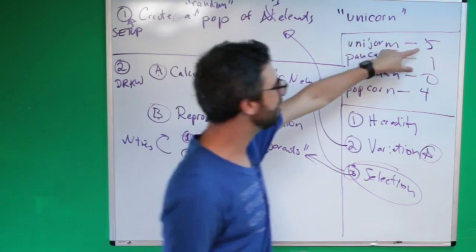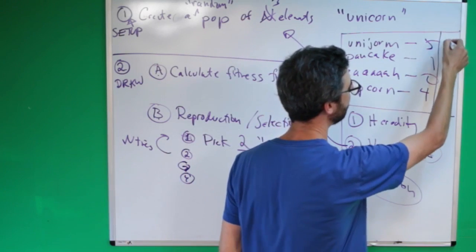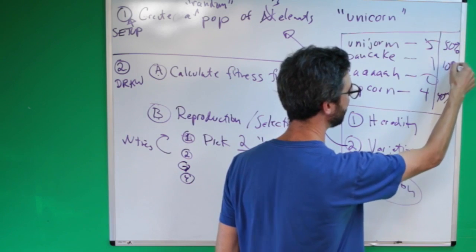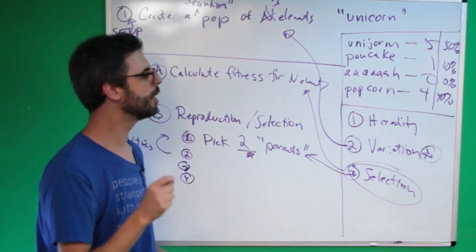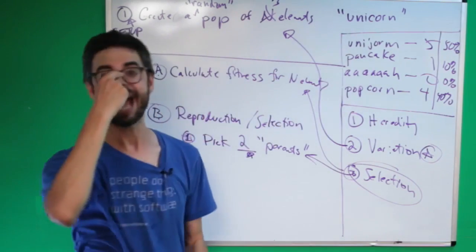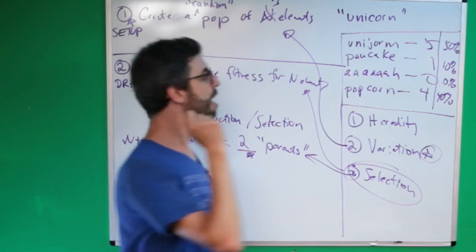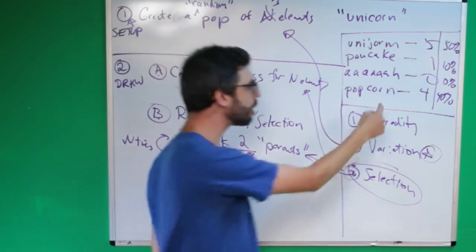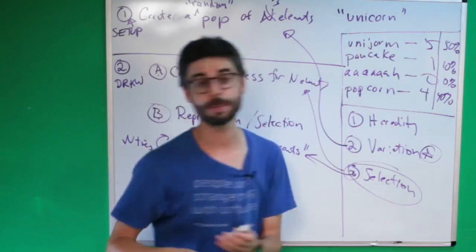So the reason why these numbers worked out so nicely is I could write them a different way. I could say 50%, 40%, 10%, 0%. So you could think of this as possibilities. What I'm going to do is I'm going to pick out of a hat. And out of that hat, I have a 50% chance of picking Unijorm. It's going to be picked 5 times as much as Pancake. Popcorn is going to be picked 4 times as much as Pancake. So I could use those fitness scores to assign them to probability.